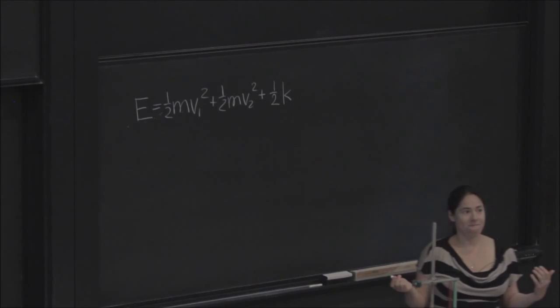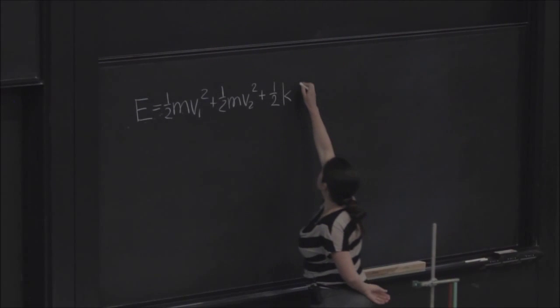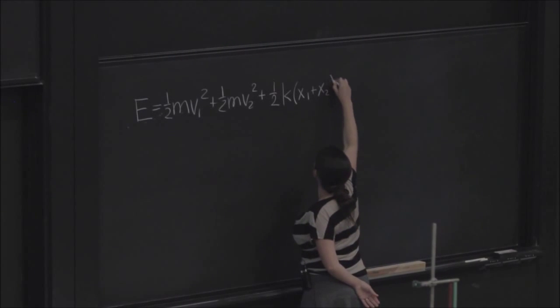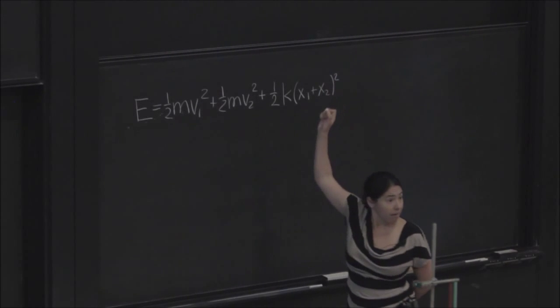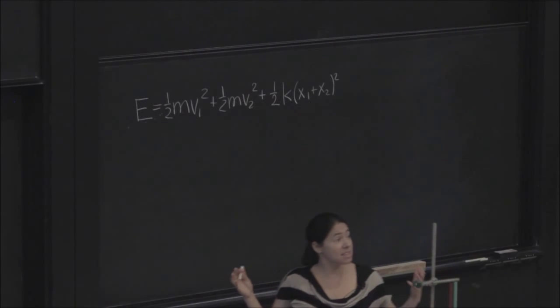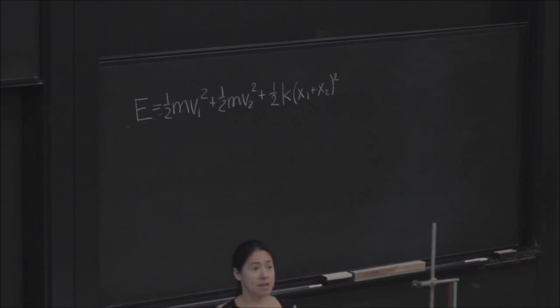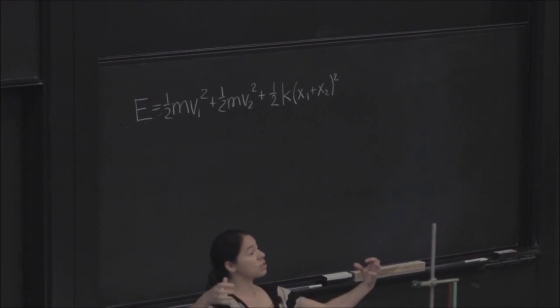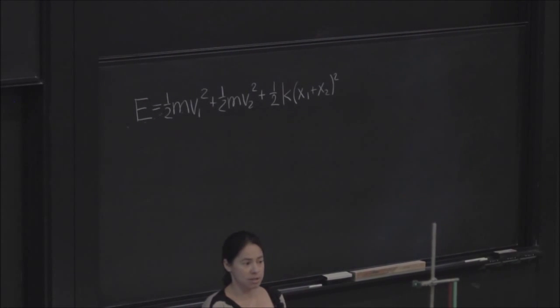2x. Yeah, so here it is stretched by x1 plus x2, quantity squared. Because this is the total energy in the spring. So you're not doing 1/2 kx1 squared plus 1/2 kx2 squared. It's really the total stretch of the spring that's holding this potential energy.